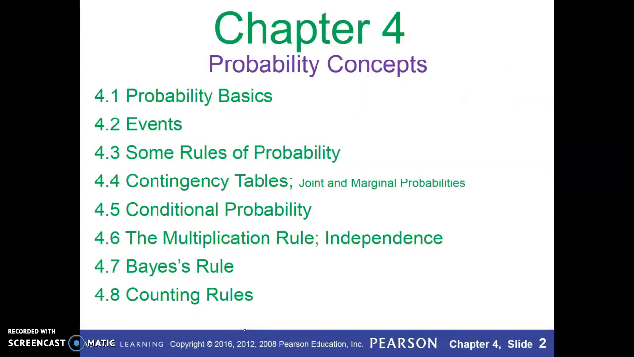We're going to have 8 different lessons in this unit. Probability basics, which is today, 4.1. And then events, single events, 2 events, some rules with probability, contingency tables, which are joint and marginal probabilities, conditional probability, the multiplication rule, and independent and dependent events, Bayes rule, and counting rules. So it's going to get pretty complicated towards the end, but it's going to start off, I think, pretty basic.